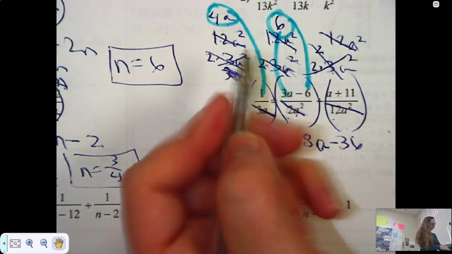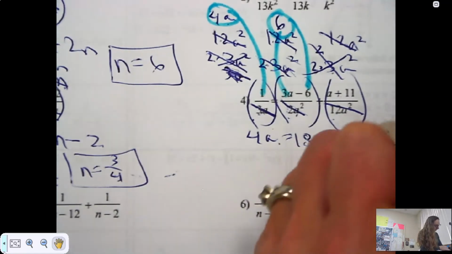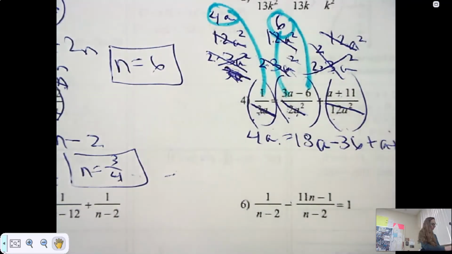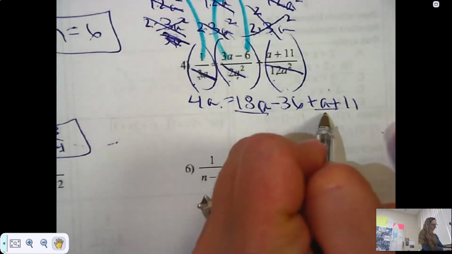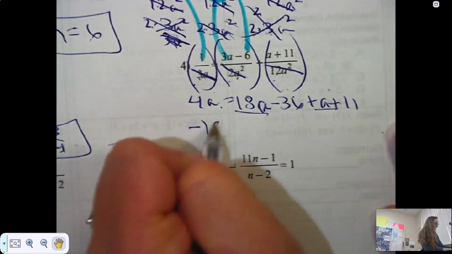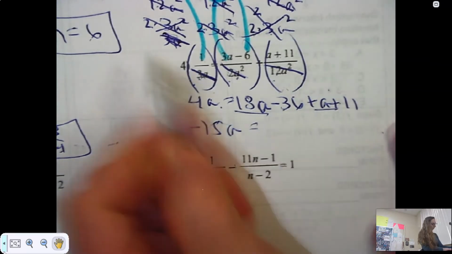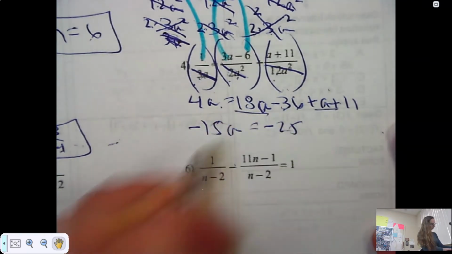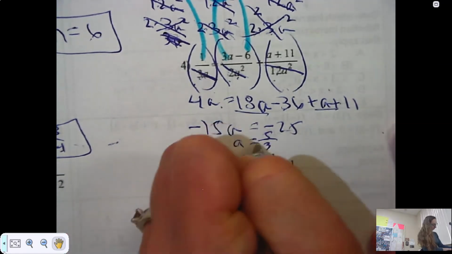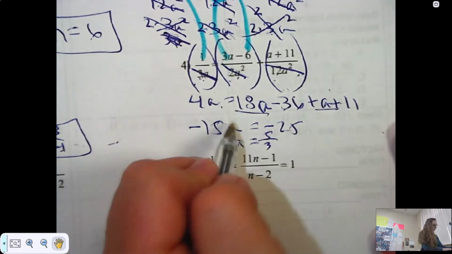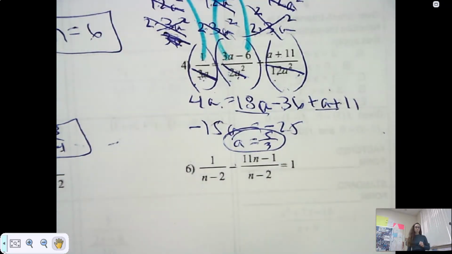And then now I cross everything out here, so I can just rewrite it, plus a plus 11. And then now solve for x. 18a plus a is 19a. Subtract 19a, you get 15a. Negative 36 plus 11 is negative 25. Solve and simplify, divide by 5. 5/3 can be in the denominator, so I'm good to go. Okay.